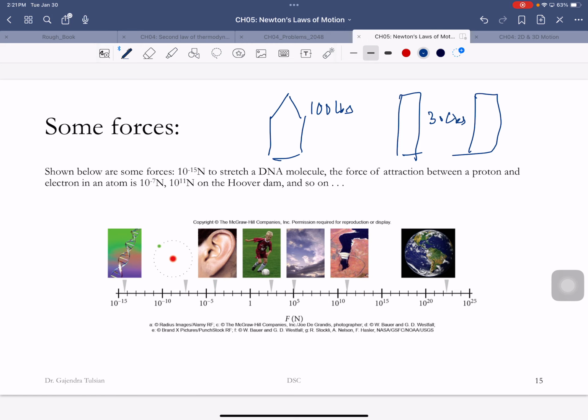Apparently, the World Trade Centers had acre-sized floors with no pillars. All the pillars were on the sides. So it's like this, and here was the floor sitting on that.